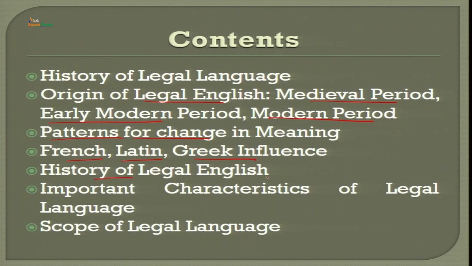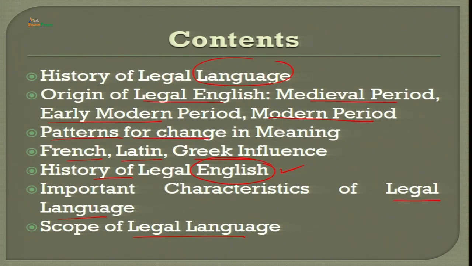Then again, the history of legal English. This is legal language, and now history. Again, I am going to talk to you about legal English, which is absolutely different from normal English language we use. So that is the difference between them, the important characteristics of legal language and the scope of legal language. This is the point where you would understand the intricacy of everything.